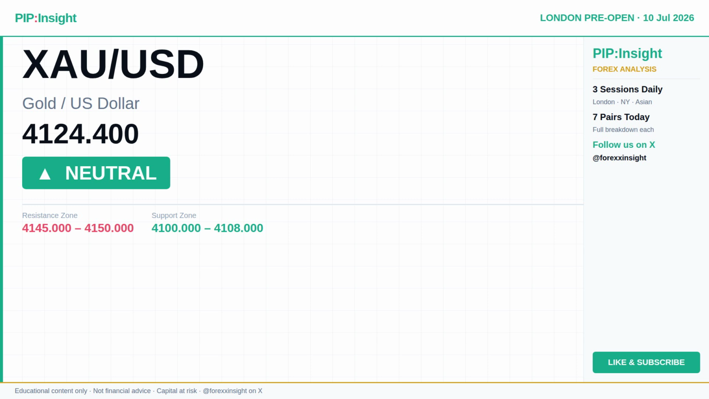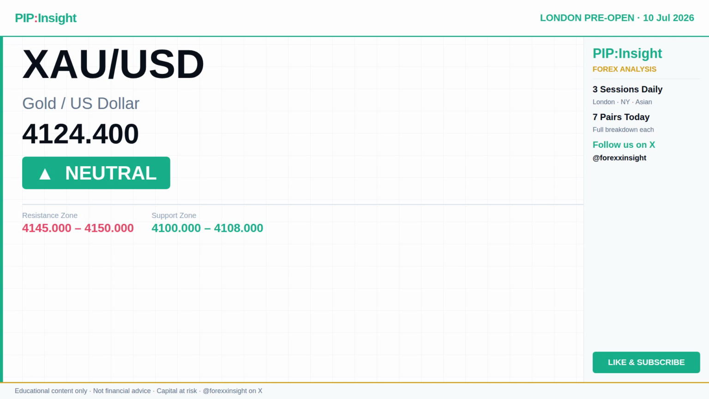The EMA20 and EMA50 are sitting just below current price around 4,116 to 4,119, offering modest dynamic support, but the EMA200 is all the way up at 4,245, a reminder that the broader structure remains under pressure from higher levels. On the hourly chart, we're seeing a sequence of lower highs since the 4,148 peak on July 9th, and the 15-minute timeframe confirms a gentle drift lower into this session.